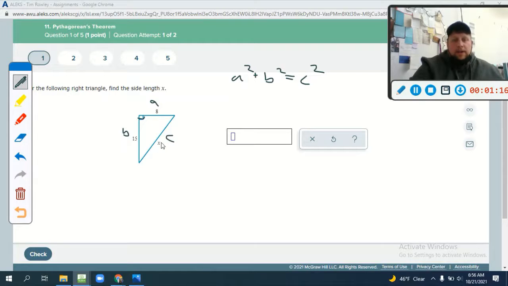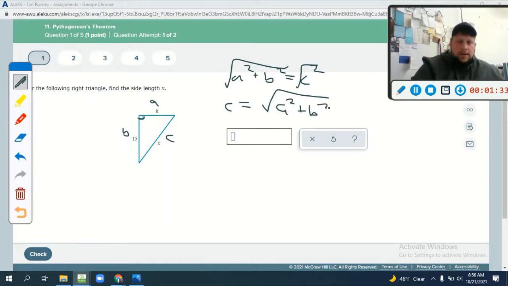But what if I just want to solve for C, which is X in this case? So then I got to take the square root of both sides, and what do I get? Just like the distance formula, right? C equals the square root of a squared plus b squared. So in this case, what do we got? Take a minute, pause it, why don't you try to figure it out?